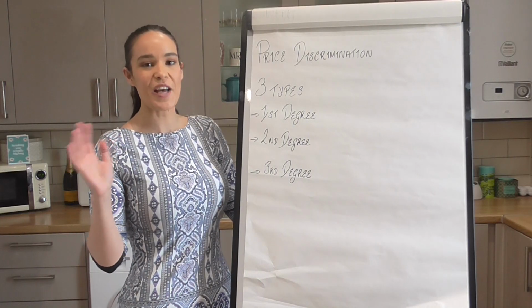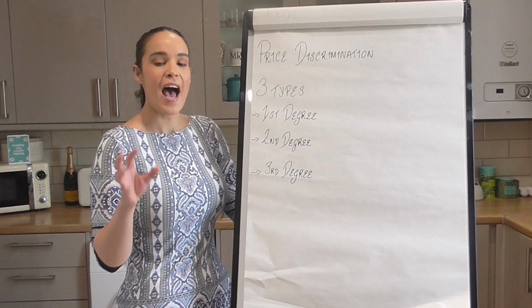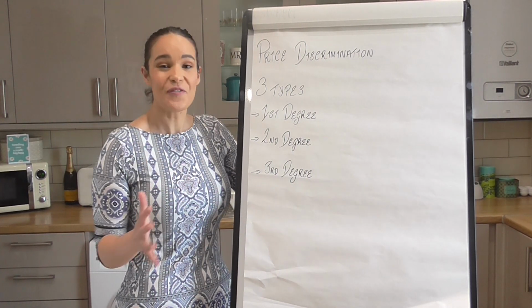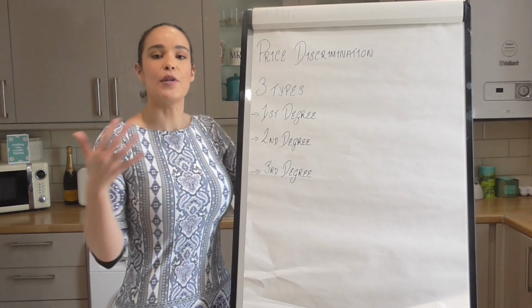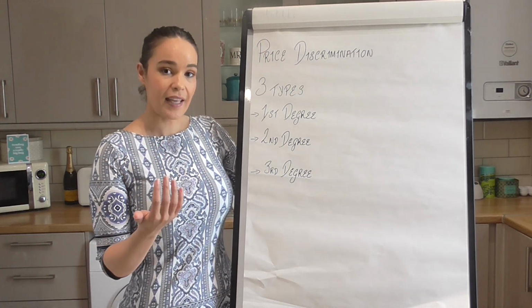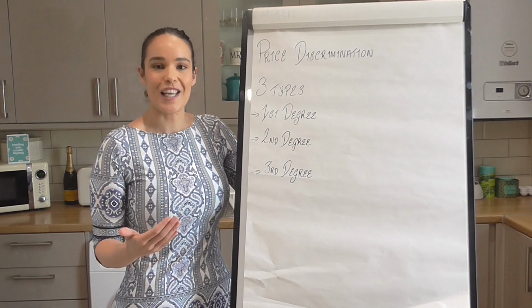Hello! So, we have learnt up until now about monopolies, both theoretical monopolies and legal monopolies. And today we're moving on from that, but still very much looking at monopolies and what happens when you have monopoly power. So what can we expect from monopoly markets? One of the things we can expect is price discrimination.